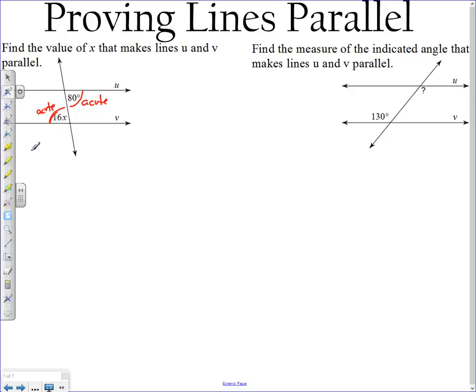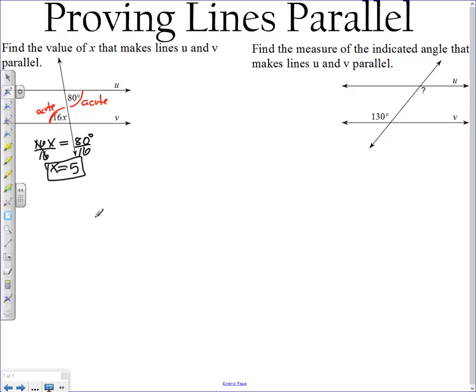So that tells me that 16x should be equal to 80 degrees. Get the x by itself: divide by 16, divide by 16. This will cancel, and you have x is equal to 5. You have to go back and make sure you answer the question: find the value of x that makes these lines u and v parallel. The value of x is equal to 5. So x equal to 5 will make these lines parallel.